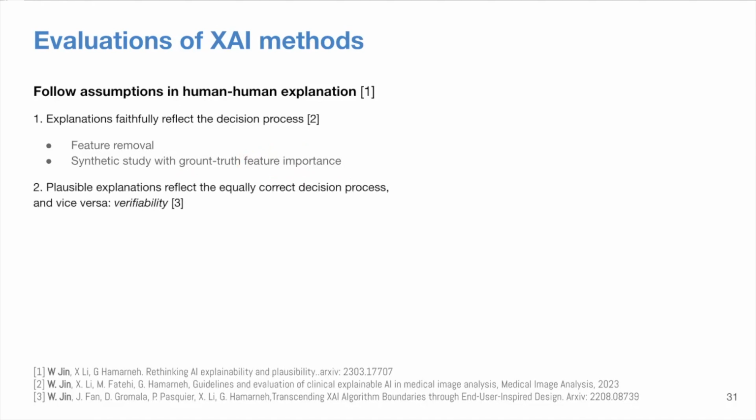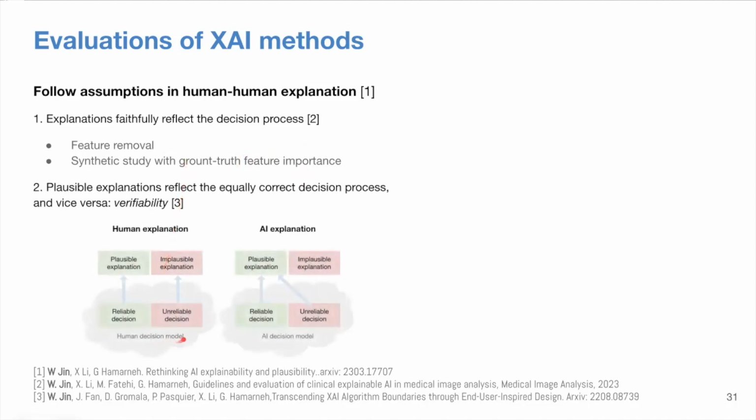And the other assumption in human-human explanation is that when we use explanations, we expect that the right explanation corresponds to the right decision, and the wrong decision has an unreasonable explanation, and we require the same for AI explanation. This is called the verifiability metric that measures the correlation strength between the model decision quality and the explanation plausibility or reasonableness.